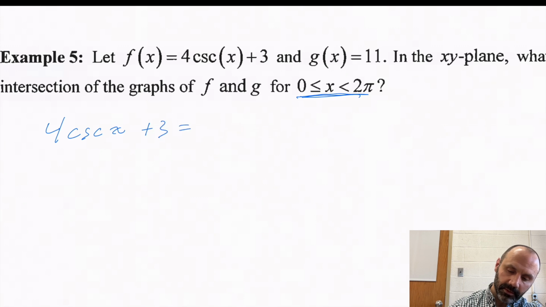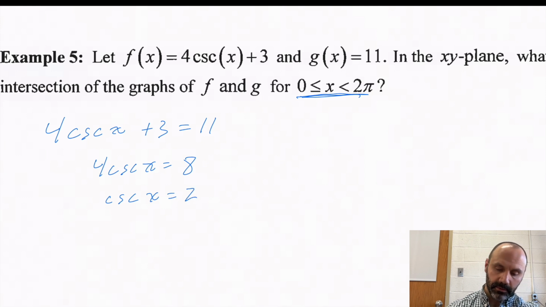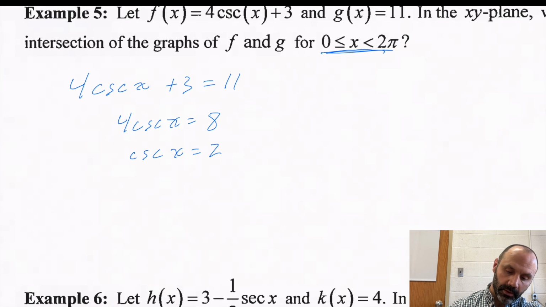I want to know the places where this is equal to 11. So 4 cosecant of x equals 11 minus 3 is 8. Divide by 4. So cosecant of x equals 2, right? 8 divided by 4 is 2. And so what we're saying here is I'm looking for the place where 1 over sine of x equals 2.